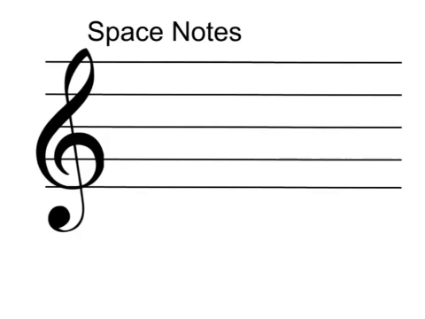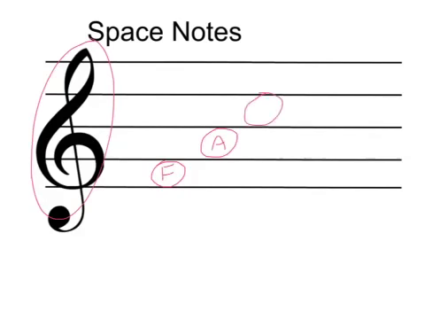And here are the space notes. If you ever see a note on the treble clef staff that is in the bottom space, it's called an F. If there's one in the second space, it's called an A. In the third space, it's called a C. And in the fourth space, it's called an E.